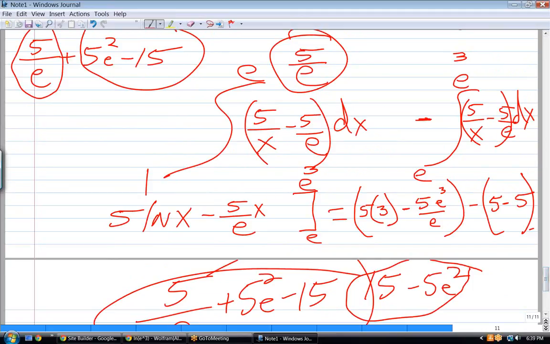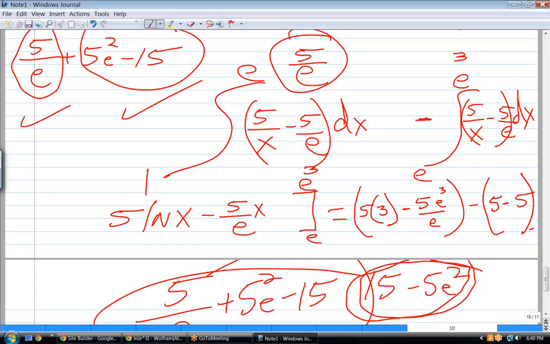In other words, if I want to turn this into a positive area, I just make it 5e squared minus 15. And then I add that positive area to my first positive area to get the total, not the net area. The net area would really be the positive area minus the other area. But if I want the absolute value of the area between the function and the x-axis, then I have to do it this way. And I have to add that second part.